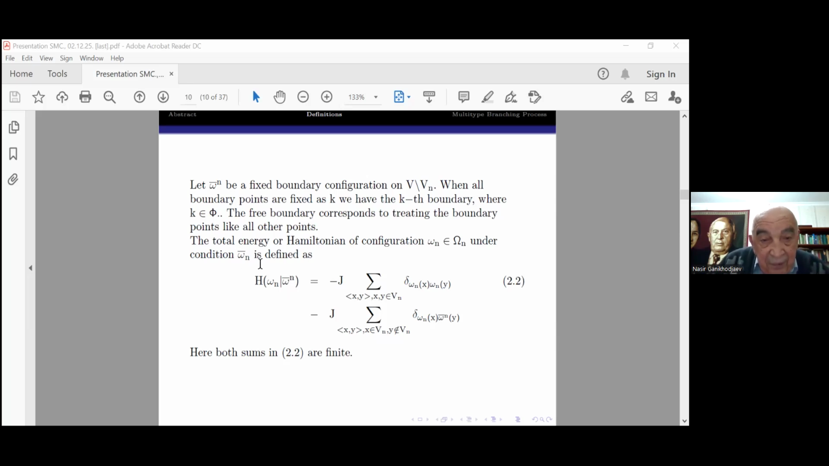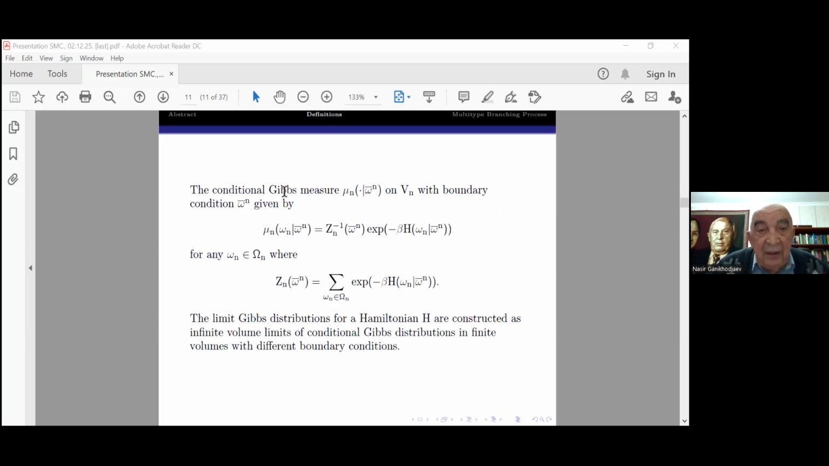When we fix the boundary configuration, this conditional Hamiltonian we will define like this one. Here, x and y belong to Vn, the finite part. And in the second term, x is in Vn, but y belongs to its complement. That is, I can say x belongs to Wn and y belongs to Wn plus 1, since we are considering only nearest neighbors. And of course, both terms are finite. For the free boundary, we have only this part, and this one is absent. So now we can define the conditional Gibbs measure with this formula.